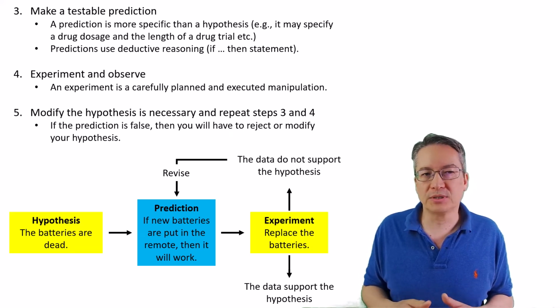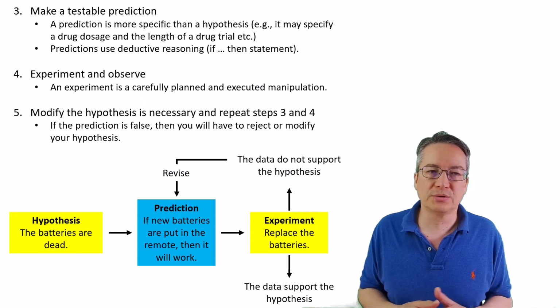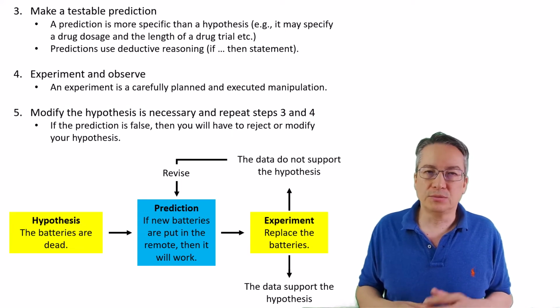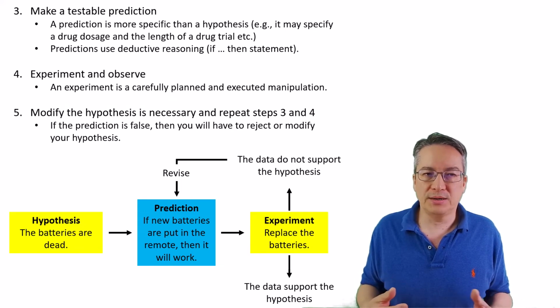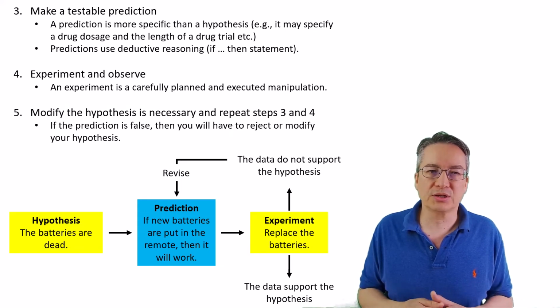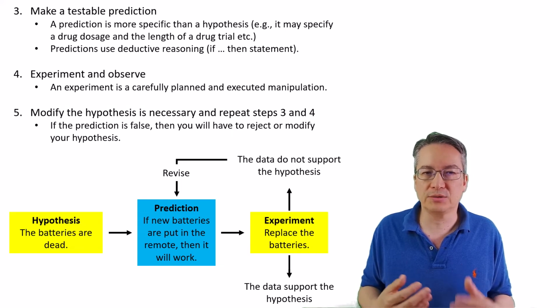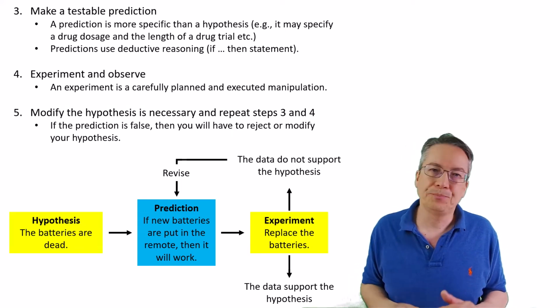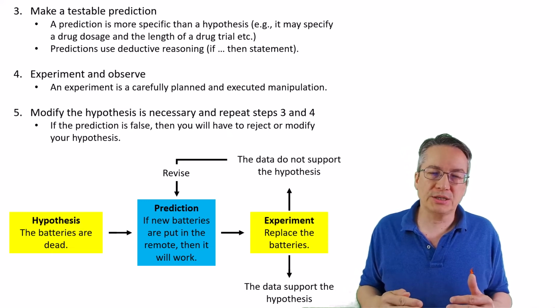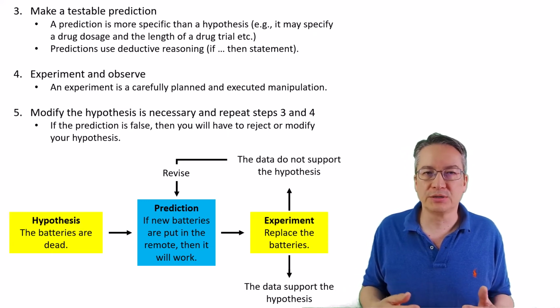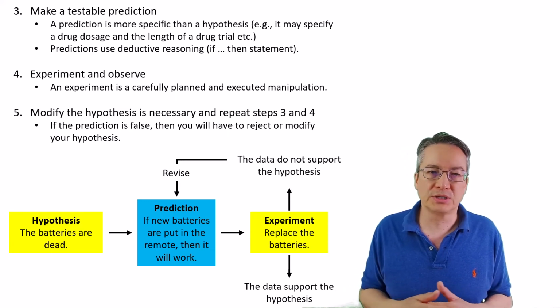Okay, the next step is experiment and observe. So the idea is that you'll plan out this very careful experiment in which everything's controlled for, and then you execute this manipulation, in which you change something like the dosage of a drug. You might give patients different dosages of drugs.